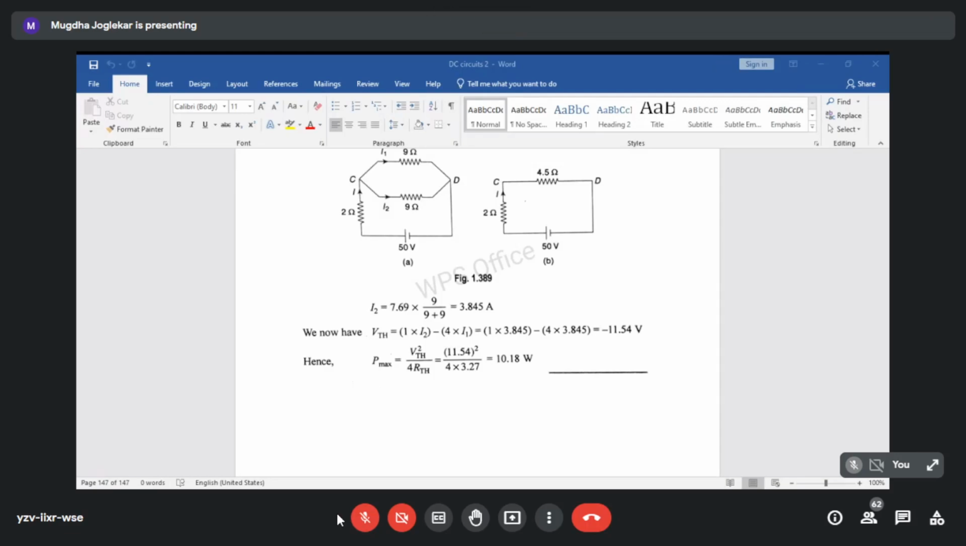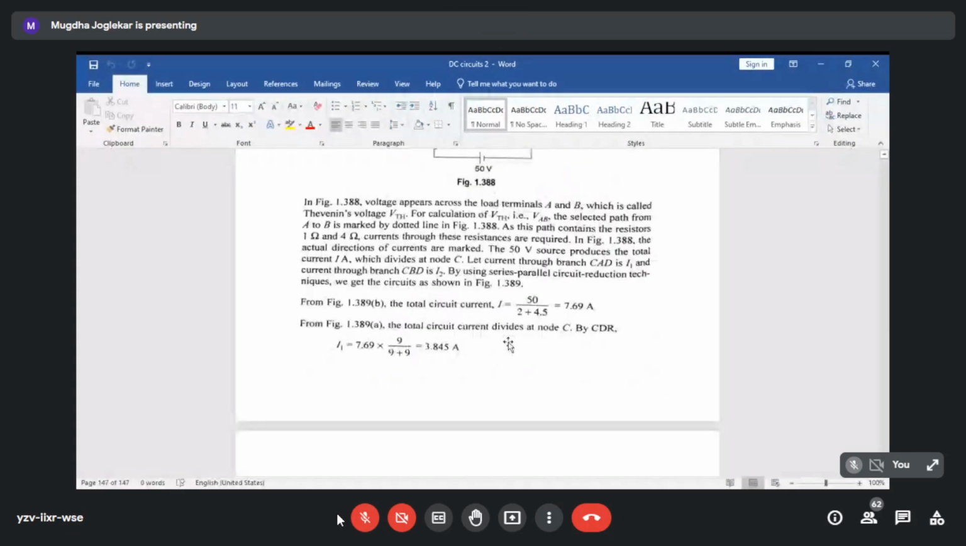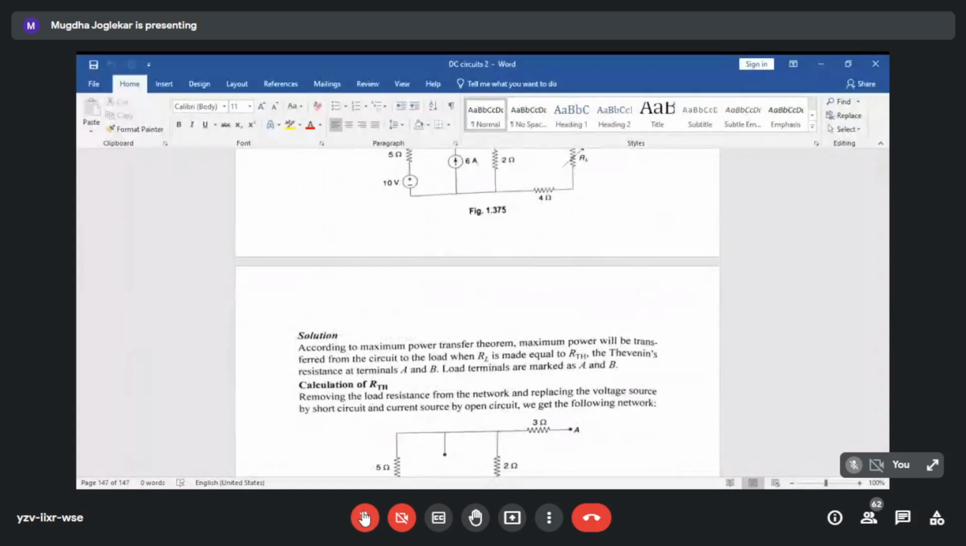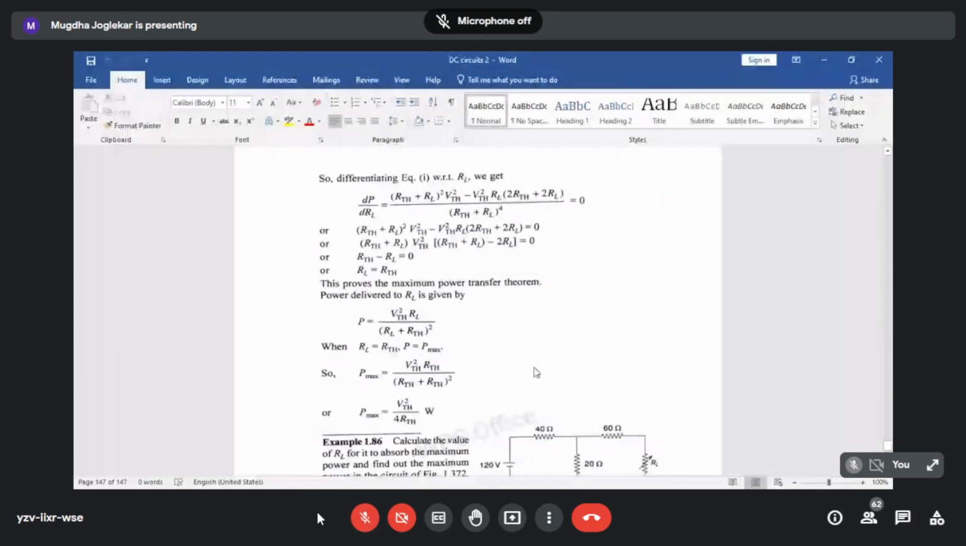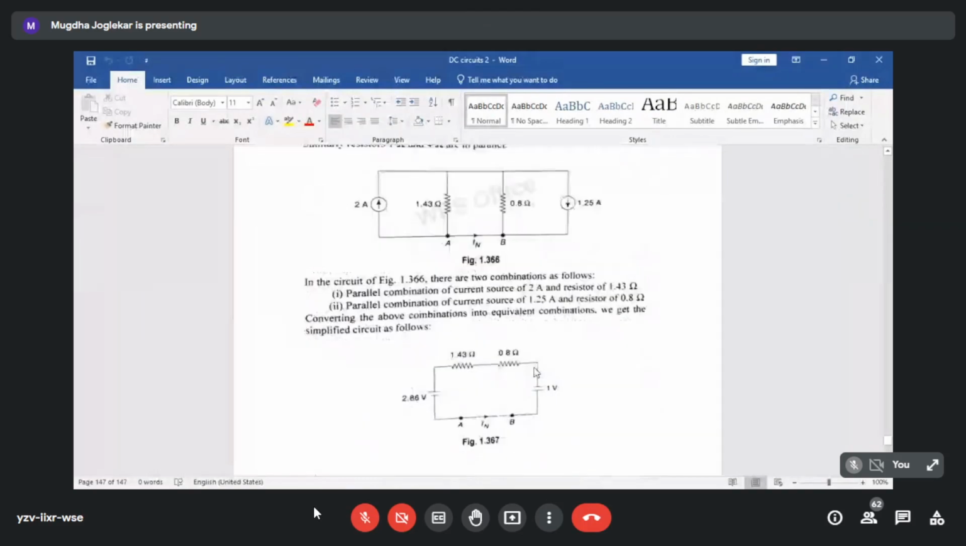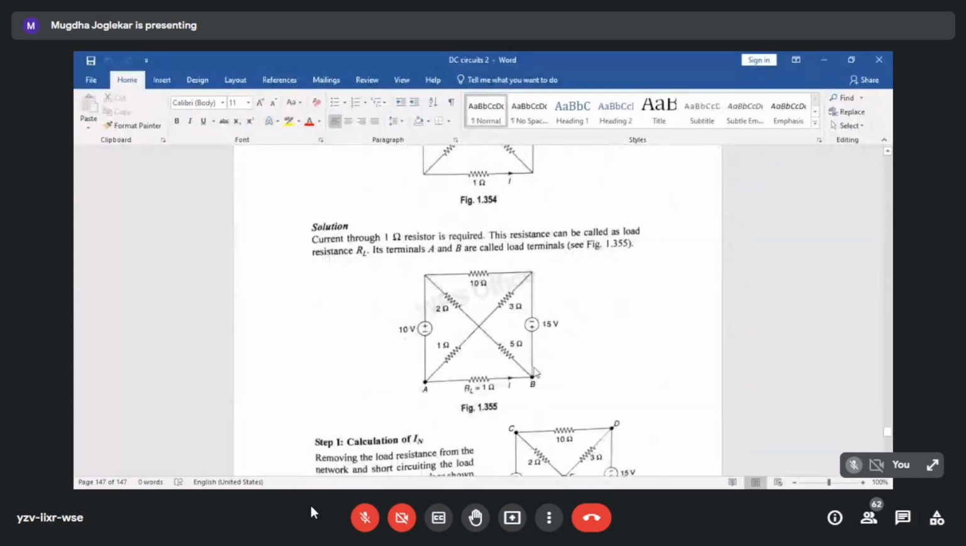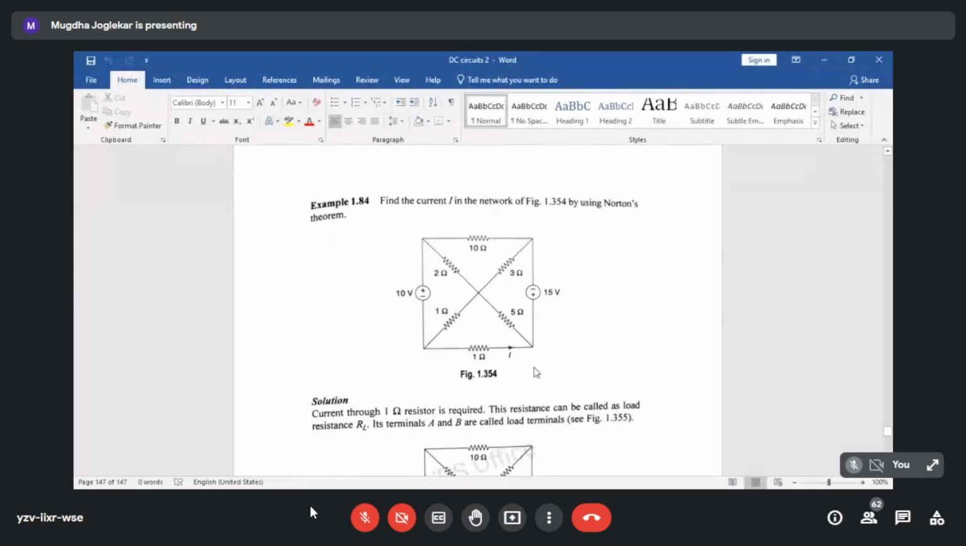Okay. So already we know the procedure for Thevenin's theorem, right? Same we are going to proceed, only we are finding the value of current. We'll take an example here. See, we'll take this example. Now, current I, they are telling to find out is the current in this branch. Don't solve it, just listen to me.